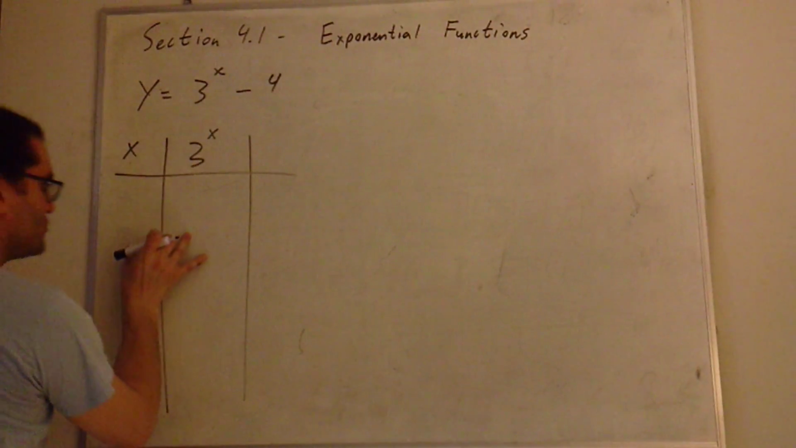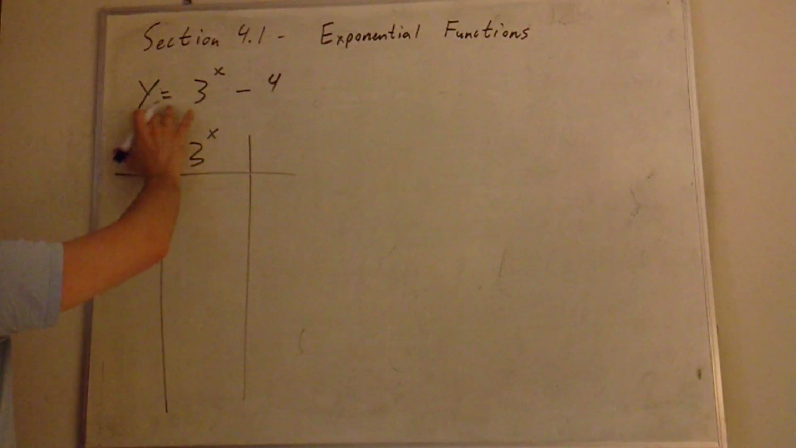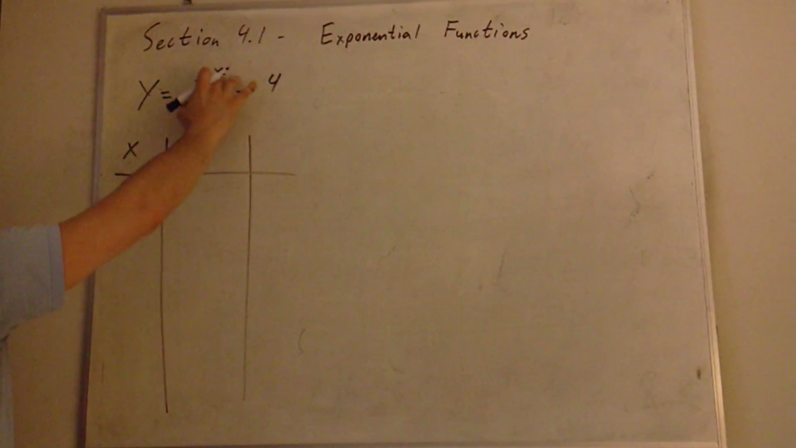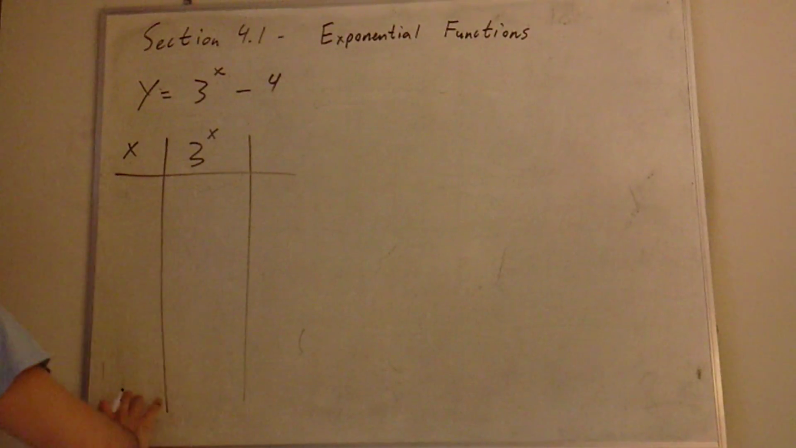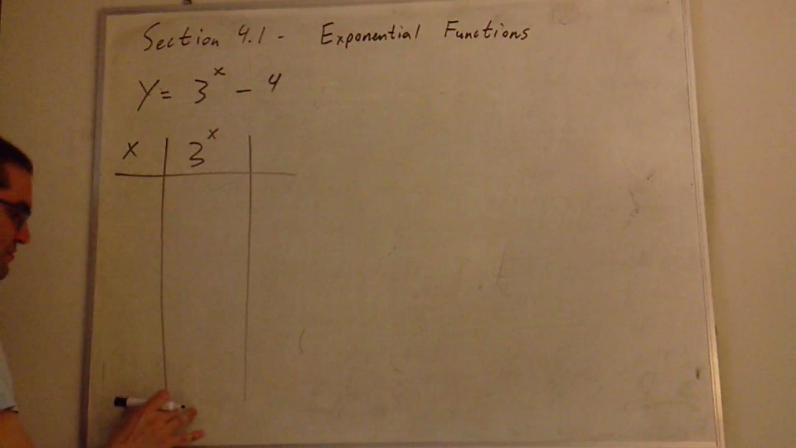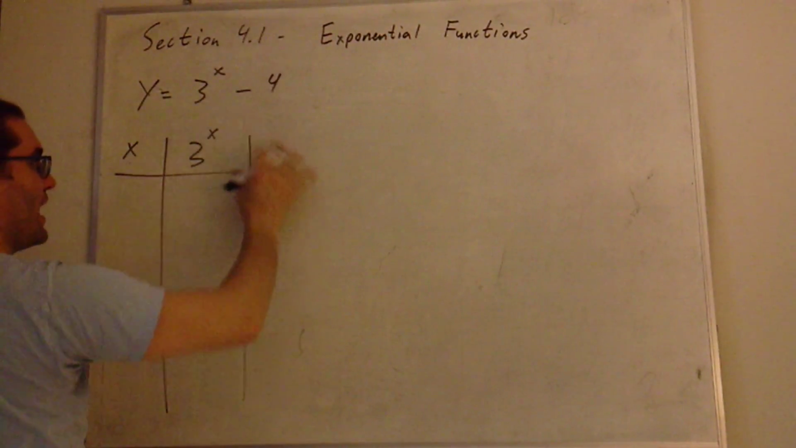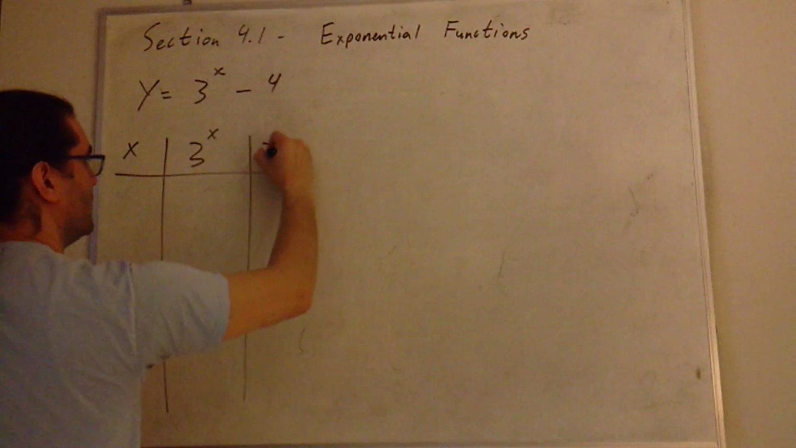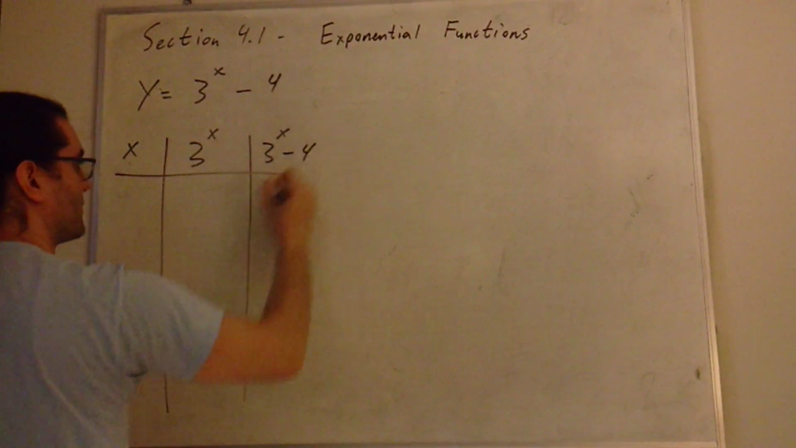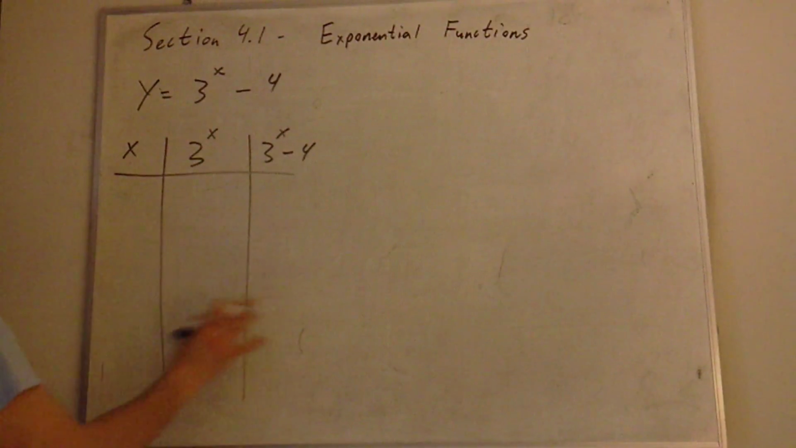I think two of your columns should be just the basic function itself. The base function here is y equals 3 to the x. So hitting a bunch of x values and putting them as exponents on top of 3, I think should be two columns of your function. More stuff is happening here, and I'm just going to make that its own column. So whatever 3 to the x is, I'm going to subtract 4 from it over here. So this is like a multi-step process now.